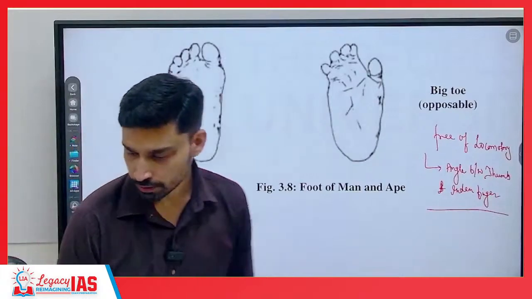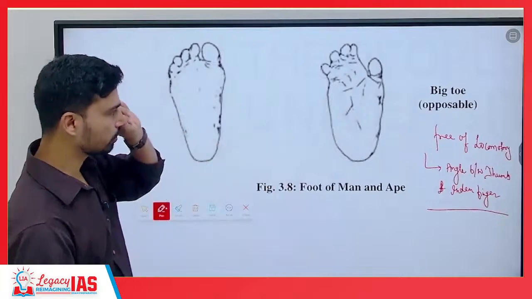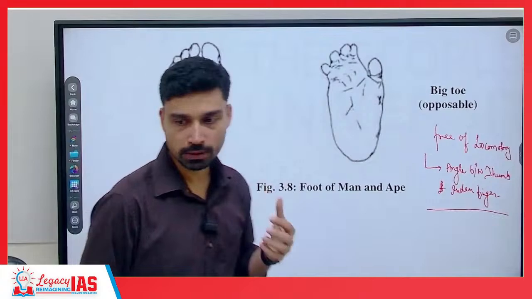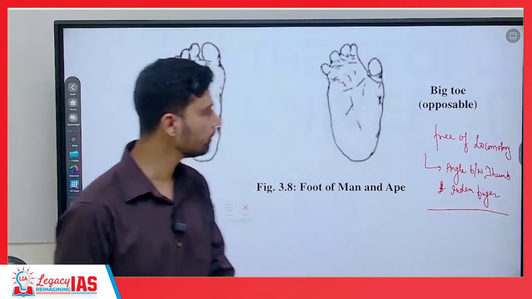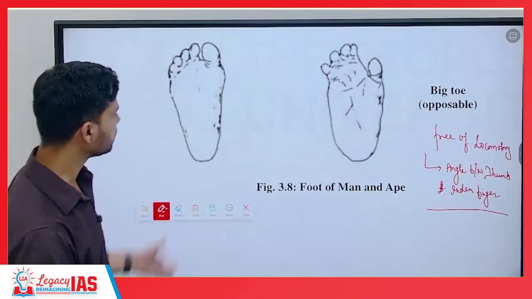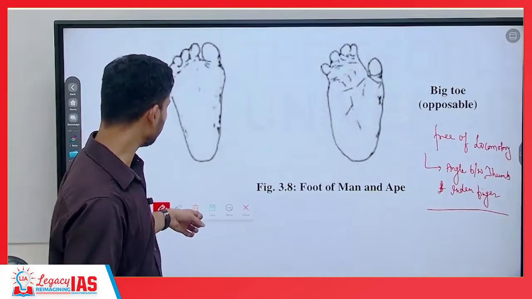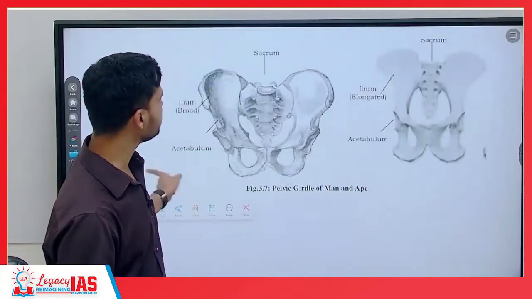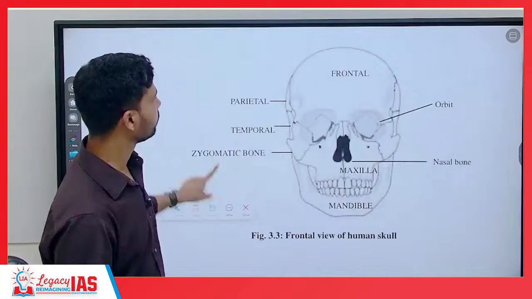Next point is the same. Basically, hand movement in humans is more flexible as compared to apes. So that is about the foot and hand. The last feature we have to discuss is the dentition, the dental pattern.